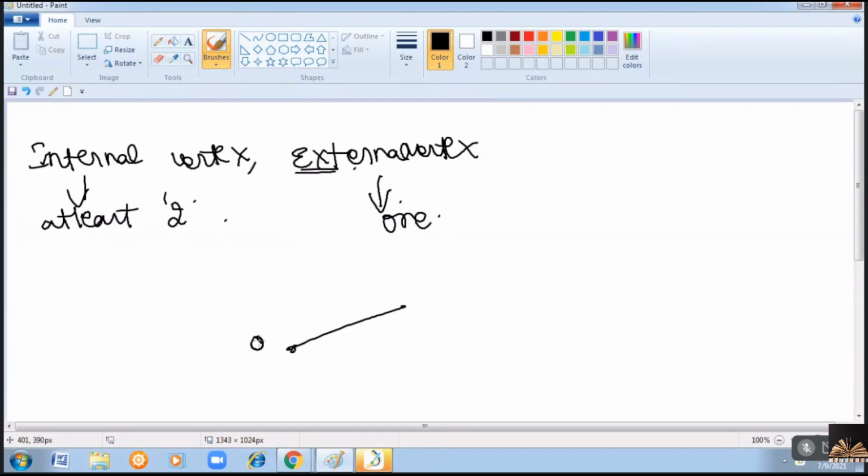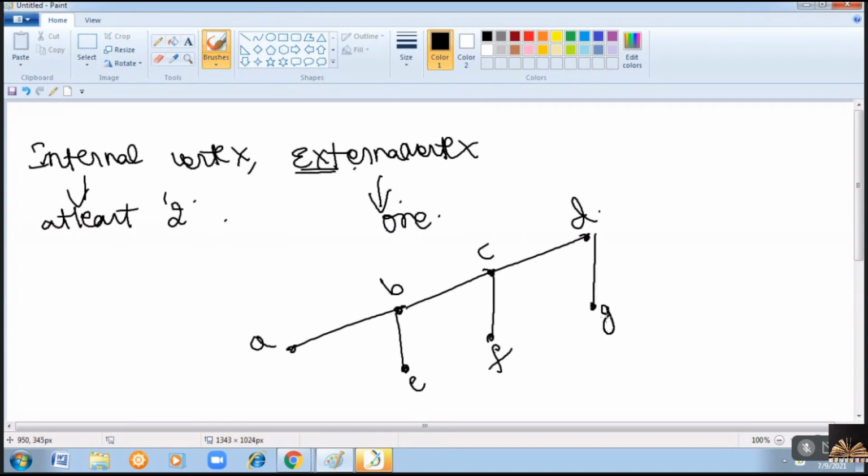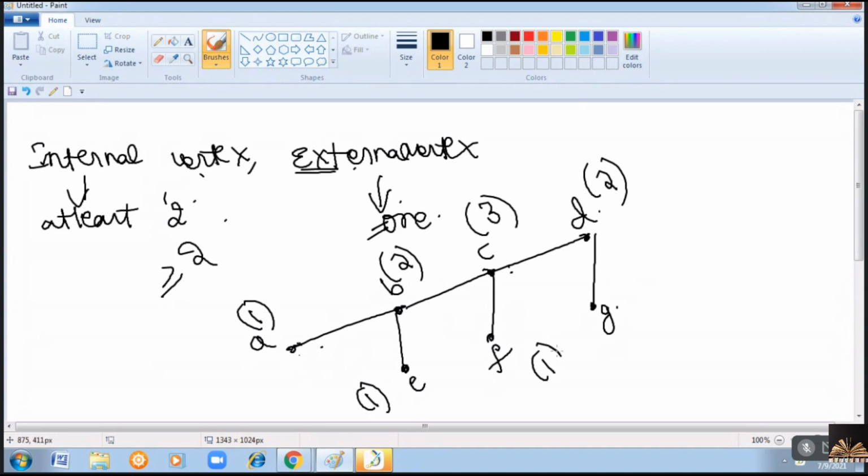Suppose if a tree is like A, B, C... Suppose you have a tree like this. A vertex is internal if the degree is at least 2, that means 2 or more. If it is 1, then it is an external vertex. What is the degree of A? 1. For B, it is 2. For E, it is 1. It is 3, 2, 1, and 1.